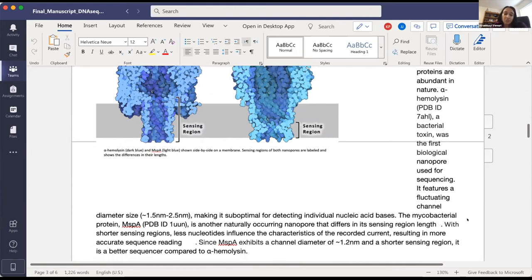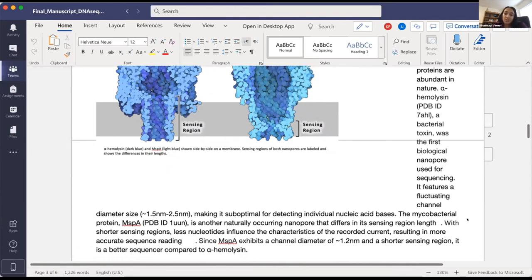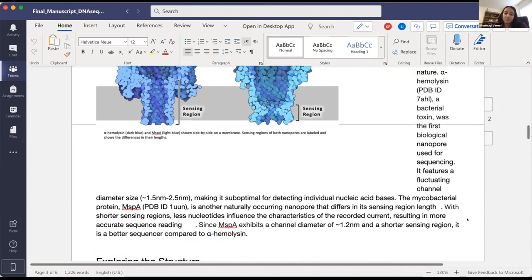With shorter sensing regions, fewer nucleotides influence the characteristics of the recorded current, resulting in a more accurate sequence reading. Since MspA exhibits a channel diameter of 1.2 nanometers and a shorter sensing region, it is a better sequencer compared to alpha hemolysin.